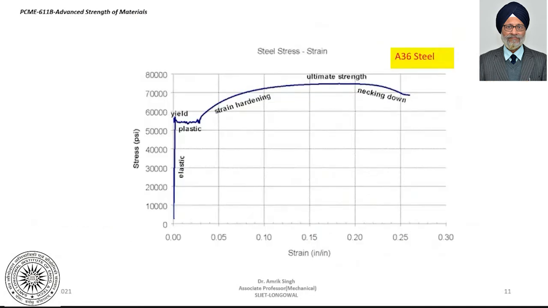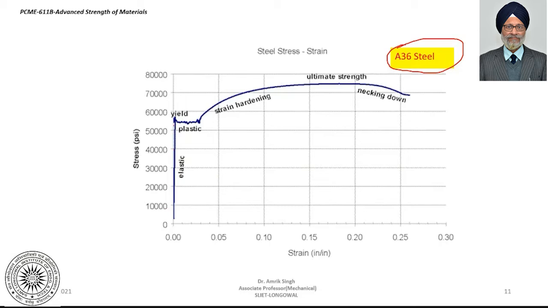Now you see here. It is an actual stress strain curve for some A36 steel. A36 is a designation of ASME. So that means some grade is there, and it is having some composition. So it varies from standard to standard. In this, the stress is measured in pounds per square inch, and the strain is in inch per inch.